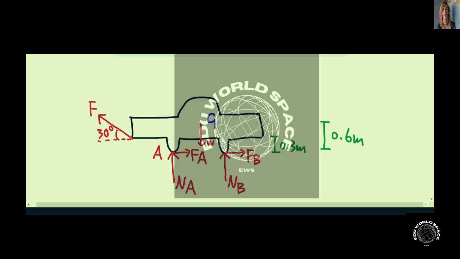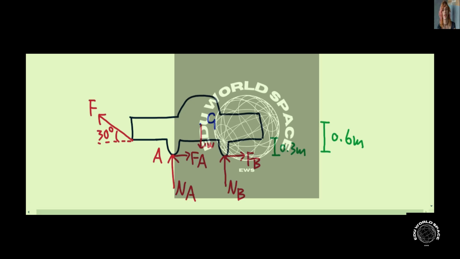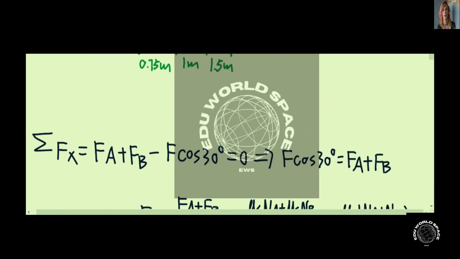Okay, so this is the free body diagram for the car. Now since both front and rear brakes are locked, there should be two static frictions on the car, which is the static friction at point A and the static friction at point B. So let's assume that the car is in equilibrium.